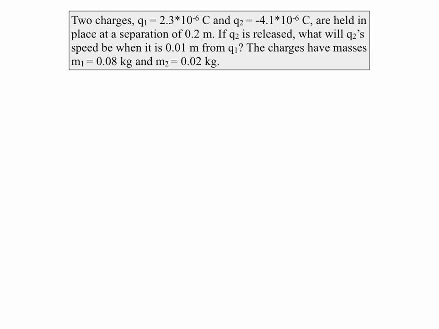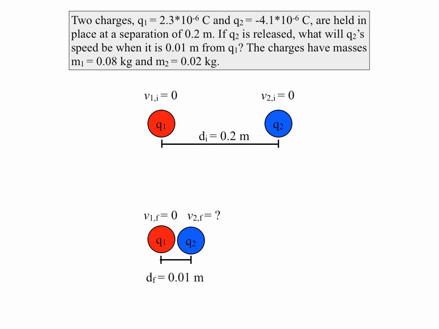As always, we'll start with a picture. At the start of the problem, Q1 is positive, Q2 is negative, neither charge is moving, and they are separated by a distance of 0.2 meters. At the end of the problem, Q1 and Q2 are much closer. They are separated by 0.01 meters. Q1 is still at rest. It's still being held in place, but Q2 now has an unknown speed that we are trying to figure out.